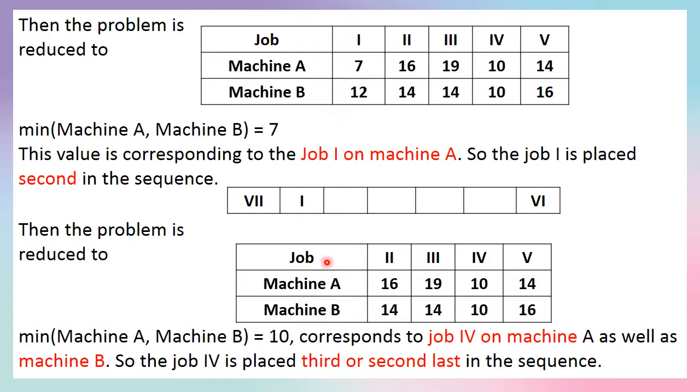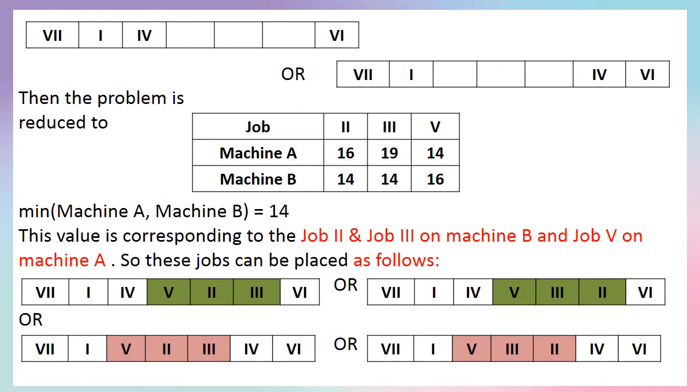So the table contains the jobs from 2 to 5. Again find the minimum timing of machine A and B, that is 10 here. 10 is corresponding to two different machines. So this time is corresponding to job 4 on machine A and machine B. Now we have to place this job 4 either third from the beginning or second last in the sequence. Here we have two different sequences corresponding to job 4.